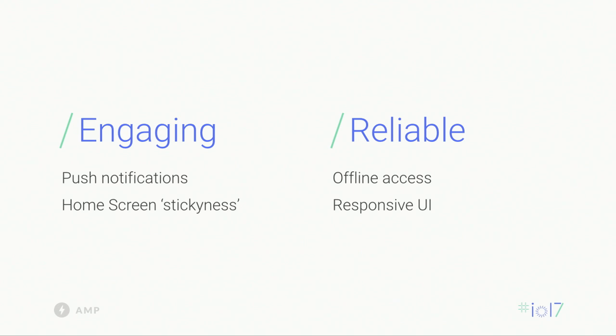So why progressive web apps? Well, they're engaging. They give you push notifications and home screen stickiness. And they're also reliable. They give you offline access and a responsive UI. And those are the things that you know usually from the native world of things. And that's a common reason why developers build native apps.